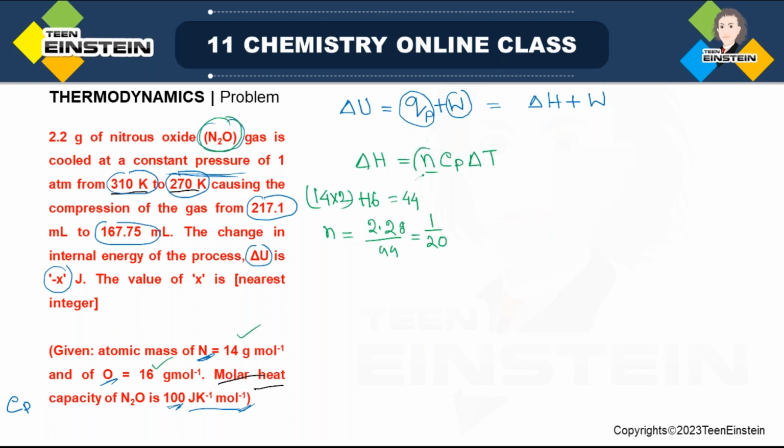So now put here 1 divided by 20 multiplied by Cp. Cp is this one. It is joule, it is not kilojoule, so it is okay. And then temperature we have to put from 310 Kelvin to 270. So we can write it here.